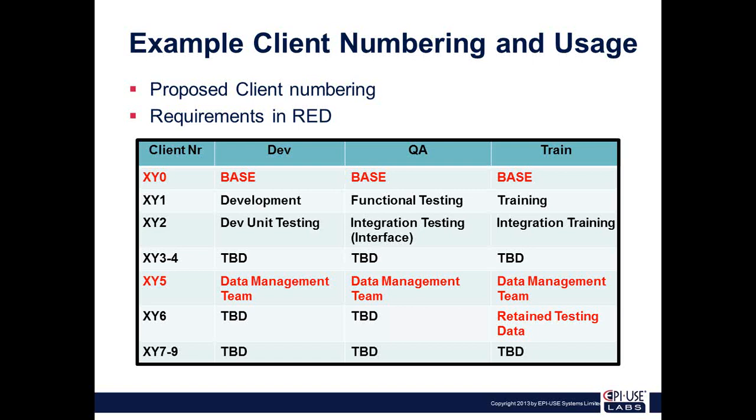On a training client, or training component, I should say, same idea, base. 1 would be a training, 2 would be for integration-based training, 3, 4 TBD, 5 would be reserved for the data management team, 6 would be the retained testing data. So we talked about that retain client. That would be this particular client where users can create data so that they can reuse into a blending client, which would be the training and the integration training, right? So the training and the integration training would be a blend between the base and the retained data.